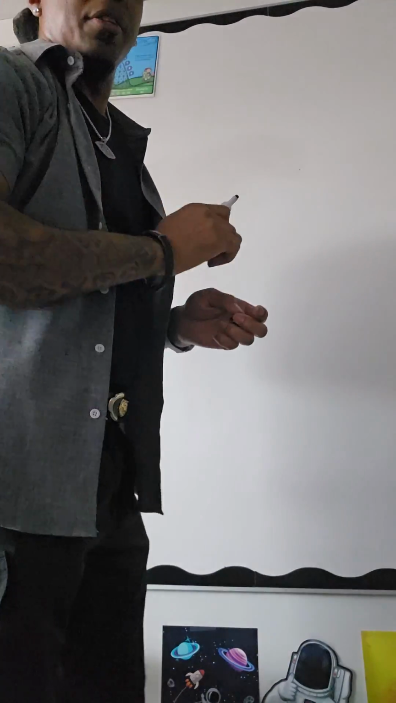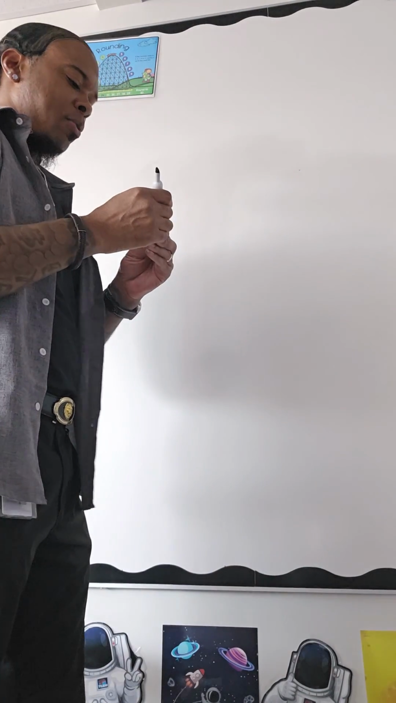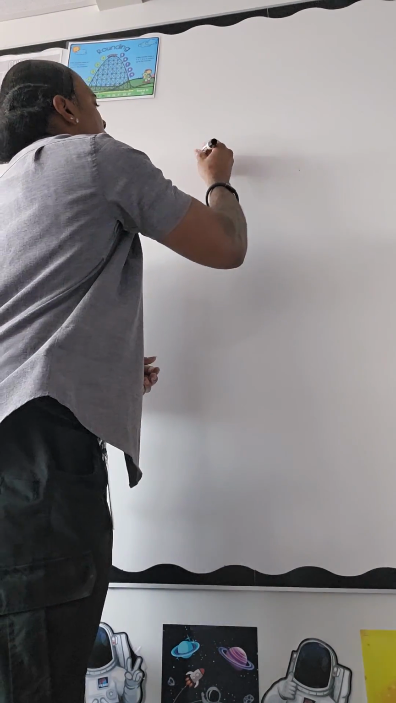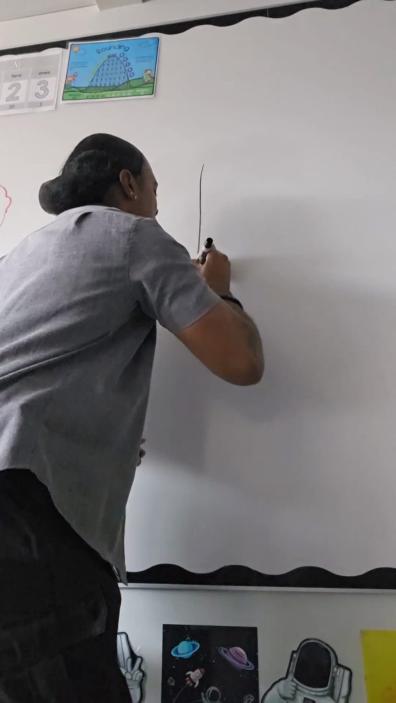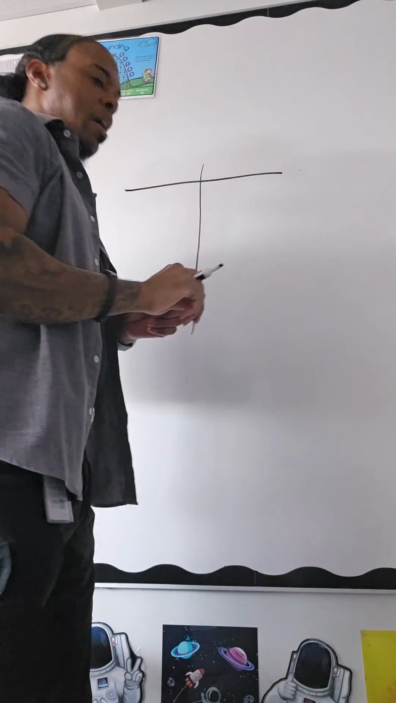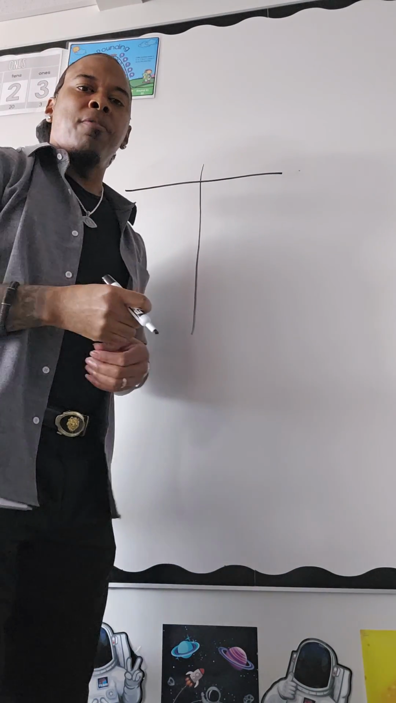Today is October 8th, 2025. We are going to learn how to do a T-chart. What is a T-chart? A T-chart is a method that's going to help kids be able to solve multiplication facts if they do not know their multiplication facts.